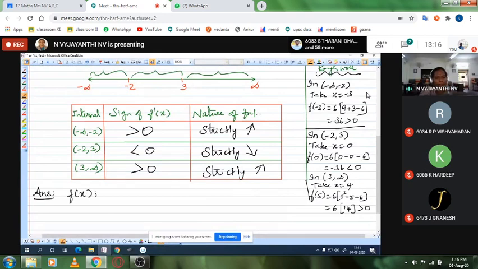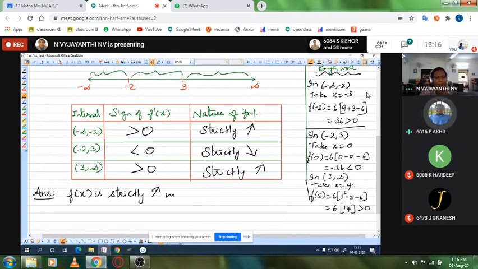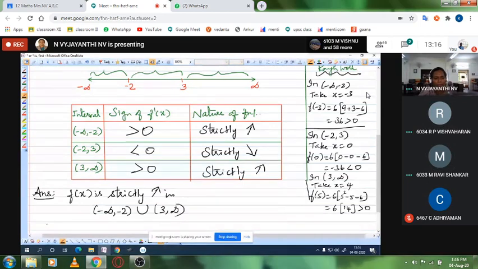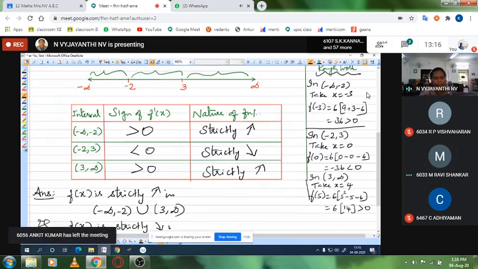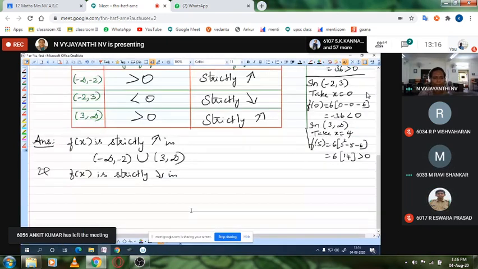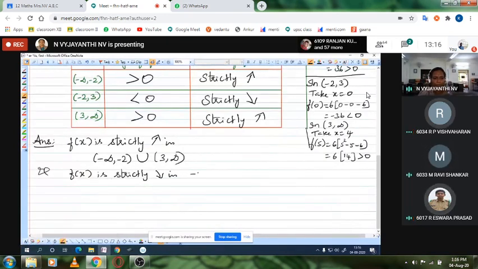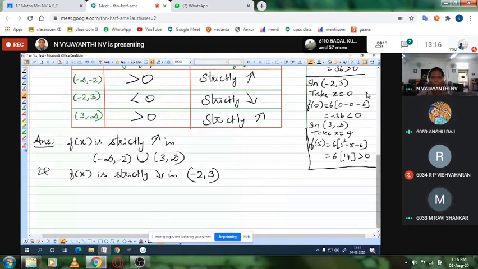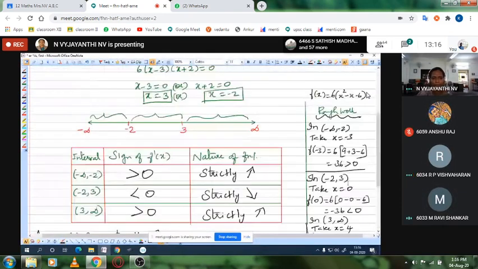So how do we write the answer? f of x is strictly increasing in which interval? Minus infinity to minus 2 union 3 to infinity. And f of x is strictly decreasing in which interval? Minus 2 comma 3. Have you all understood? Does anyone have a doubt in this?